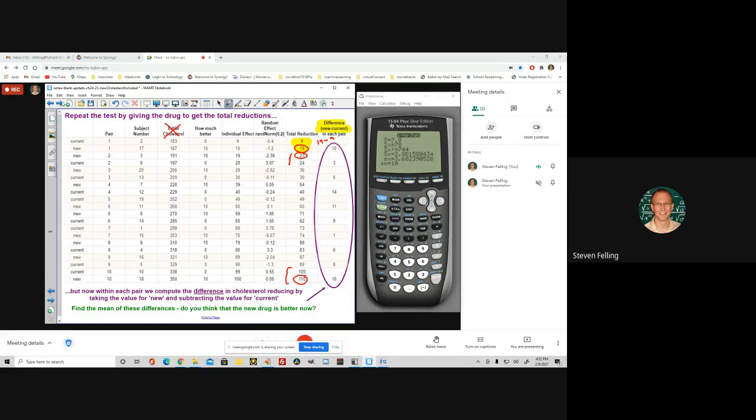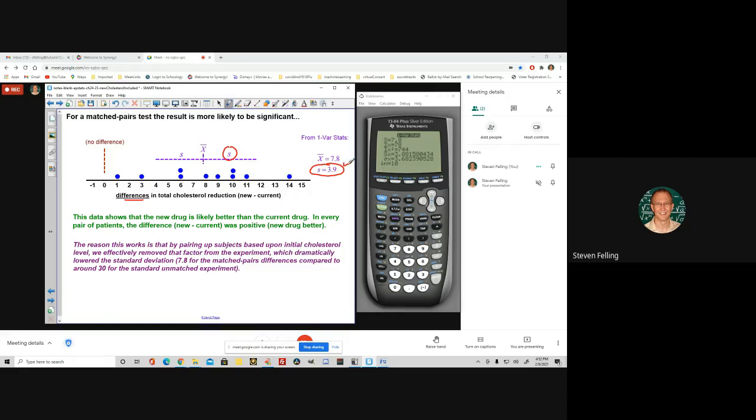And now we have a lot less variation from patient to patient. That allows us to see this difference of 7.8 as significant, because now we're talking about the difference from a difference of 0. That 7.8 difference is much larger than the standard deviation. So the reason it works is because we're pairing up the subjects based upon initial cholesterol, that we effectively remove that factor from the experiment, which dramatically lowers the standard deviation. All right, so that's called a matched pair design. And it's a different way to conduct the data and a different way to analyze the data because we're working with just a single value of the differences.